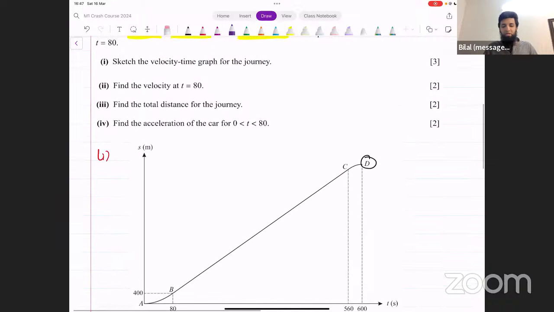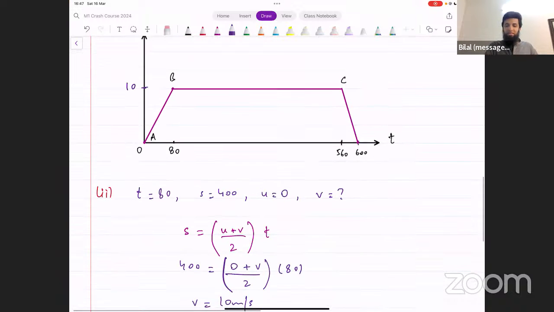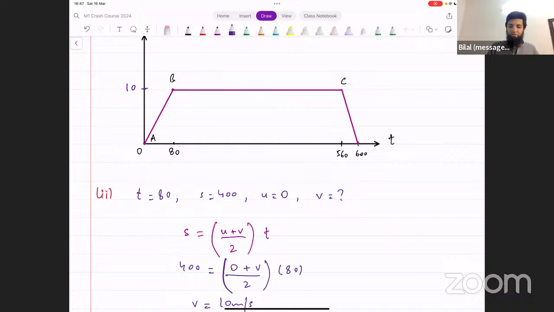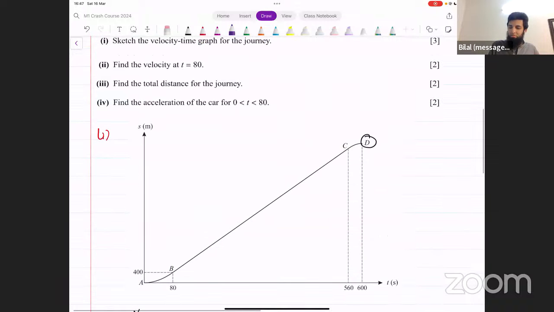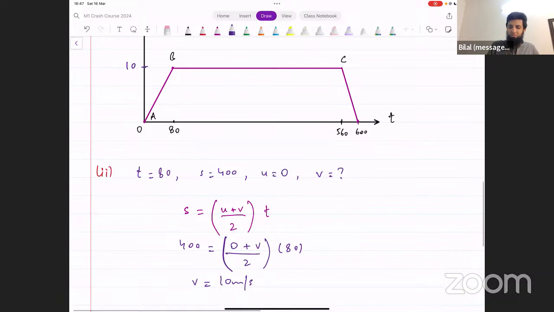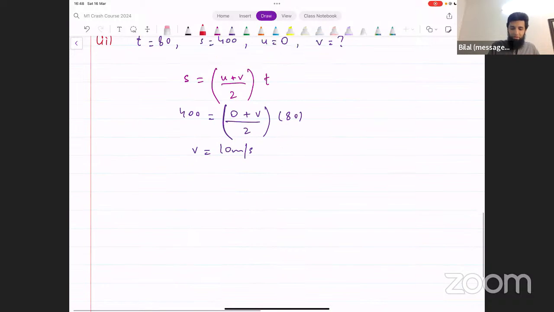Now it says find the total distance for the journey. How do you find the total distance for the journey? Area under the graph. Area under which graph? Velocity time graph, right? So the velocity time graph's area gives you the total distance. You just find this area. It's a trapezium. You can just find the area of this trapezium. How do you do that? Total distance is the area of the trapezium.